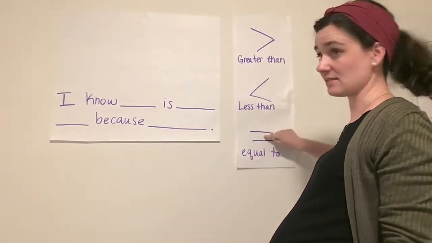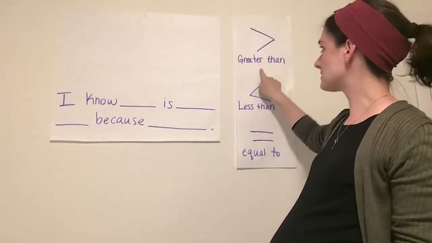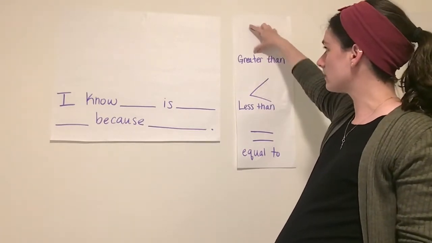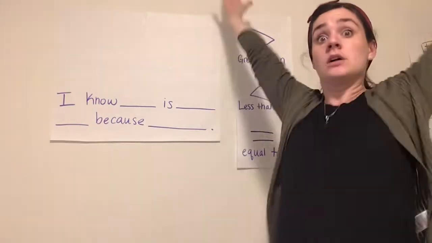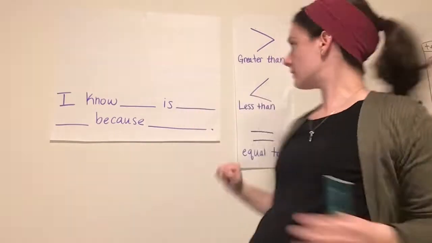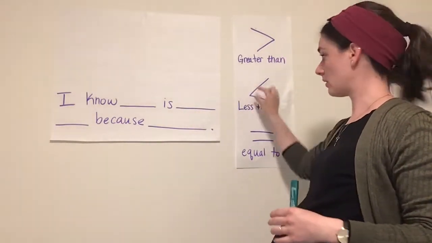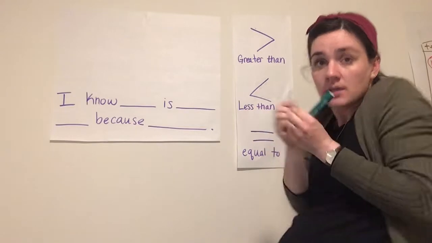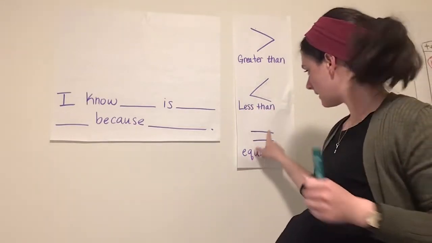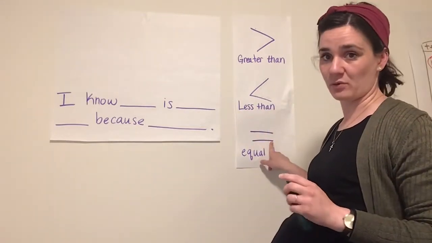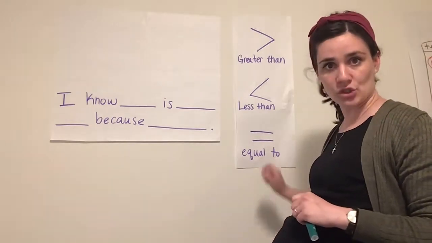These are the signs that tell us what it means. So this sign right here, going that direction, means greater than. This sign going this way means less than. And this sign, we've already seen that one before. That sign means equal to.